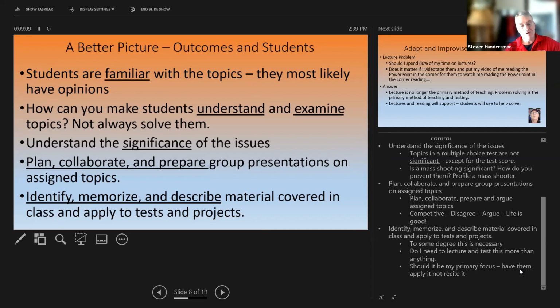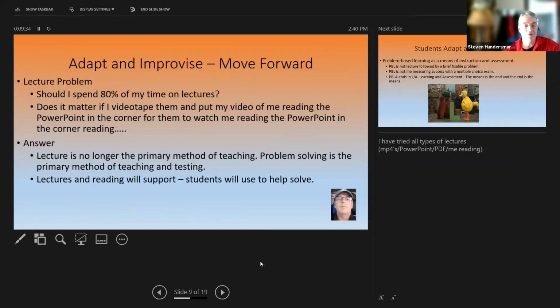I understand to a certain degree that identifying, memorizing, and describing are important. You need it there. But I can actually have them, or try to have them, demonstrate it as opposed to memorize it and just give it back to me in a multiple choice test. So use those terms and those items that you've learned to solve a problem.